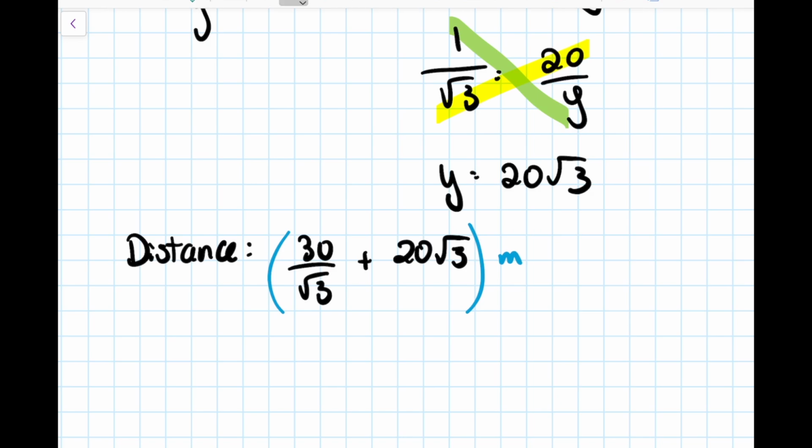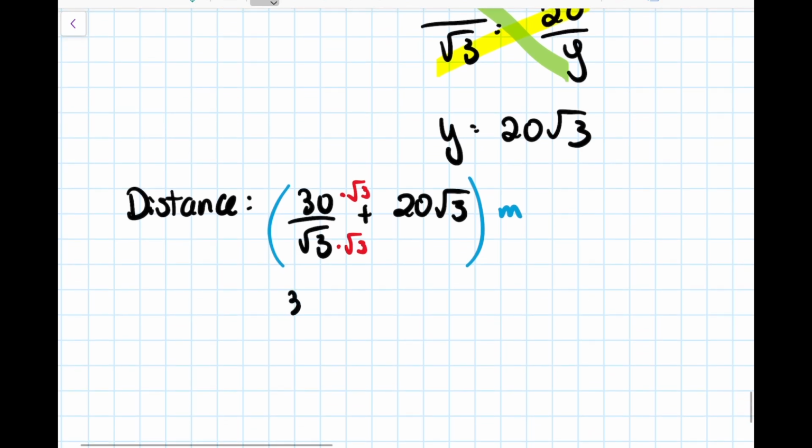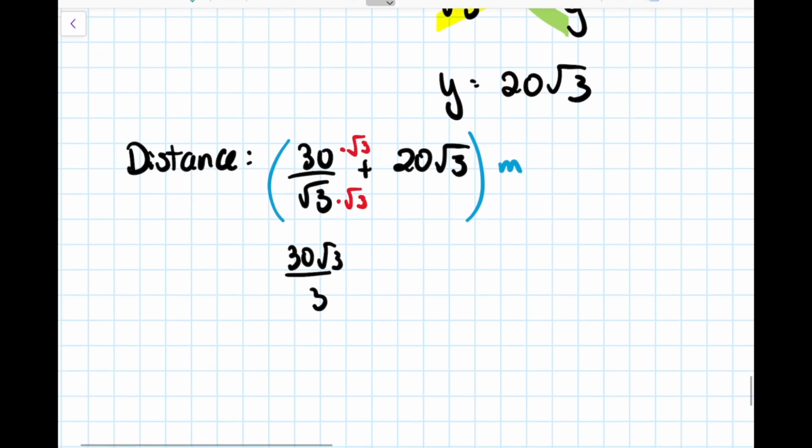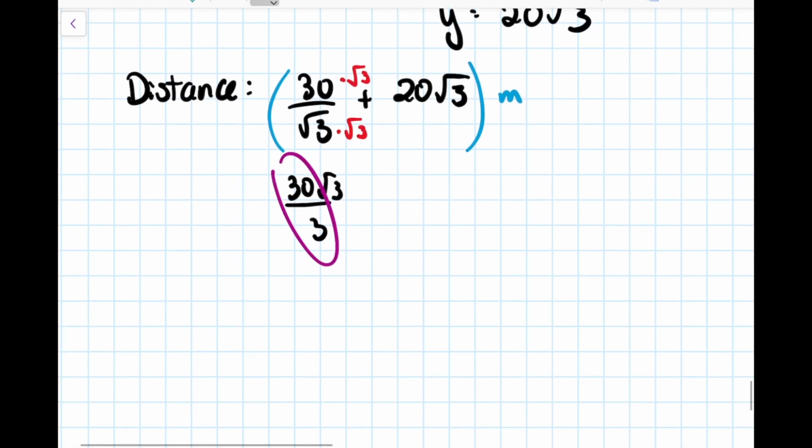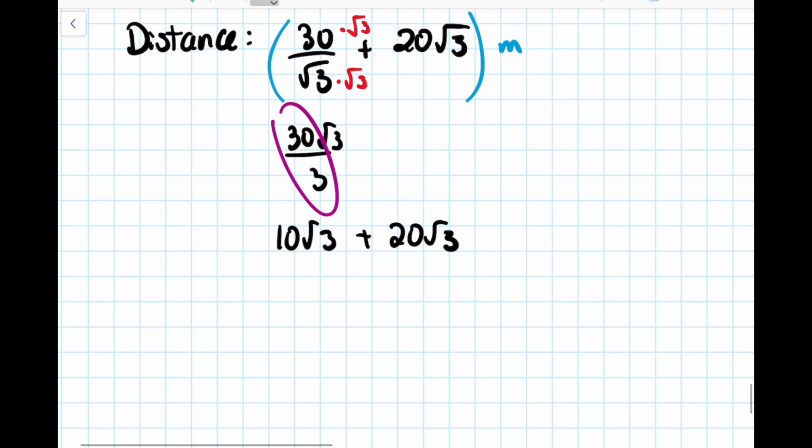This is where I kind of want you to leave this in this chapter, but we could go a little bit further with this. If we rationalized the one on the left and multiplied the top and the bottom by root 3, we'd end up with 30 root 3 over 3. And then we can simplify the 30 and the 3 to get 10. And so this becomes 10 root 3 plus 20 root 3, and we can add those together to get a final, fully simplified answer of 30 root 3 meters. But again, I do not expect you to do that at all, so please don't feel obligated to.